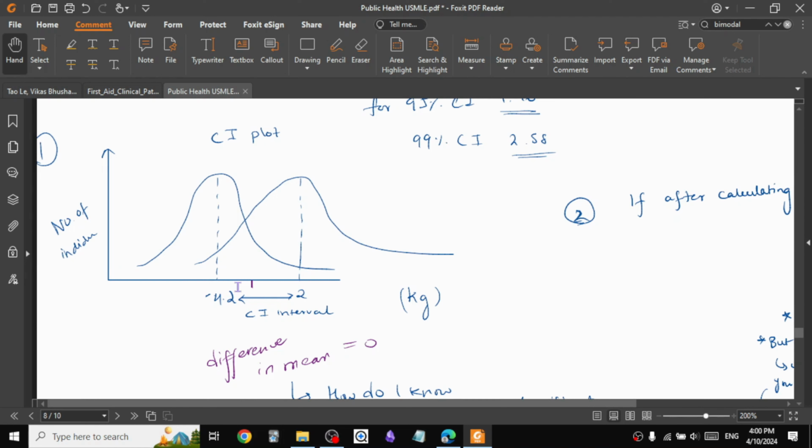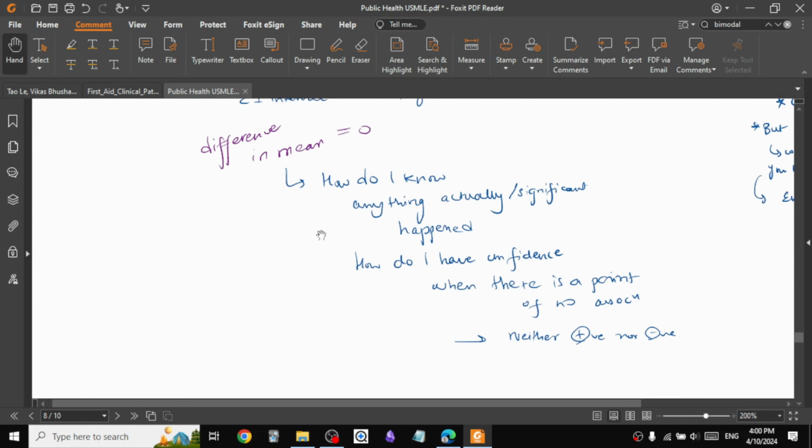Similarly, if a drug is increasing the blood pressure in one group and decreasing the blood pressure in another group, what are you actually doing? You're not doing anything, right? That is the confidence interval that we use to help us figure out if H naught is rejected or not. Okay, so difference in mean. How do I know anything significant actually happened? How do I have confidence when there is a point of no association, neither positive nor negative?